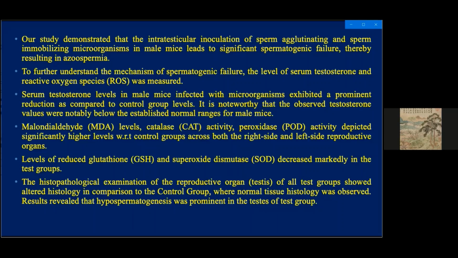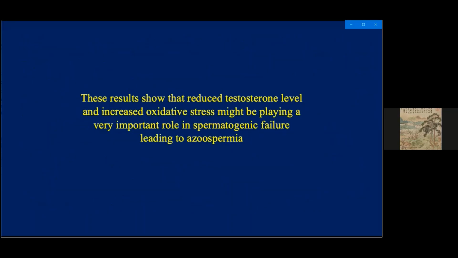The histopathological examination of the reproductive organs of all test groups showed altered histology in comparison to the control group, where normal tissue histology was observed. Results revealed that hypospermatogenesis was prominent in the testes of the test group. These results show that reduced testosterone level and increased oxidative stress might be playing a very important role in spermatogenic failure, leading to azoospermia.